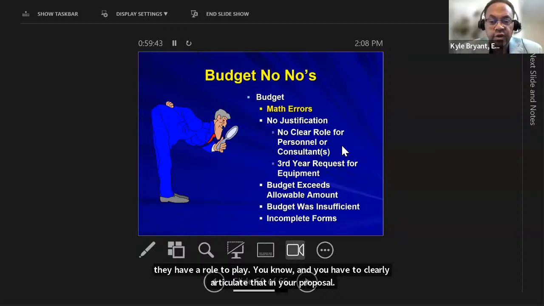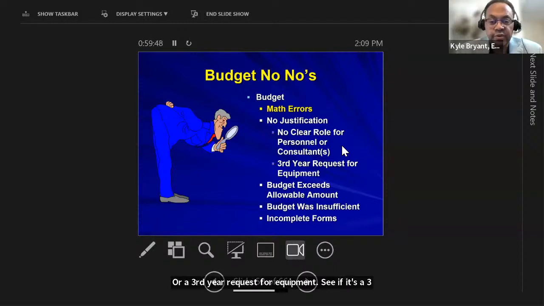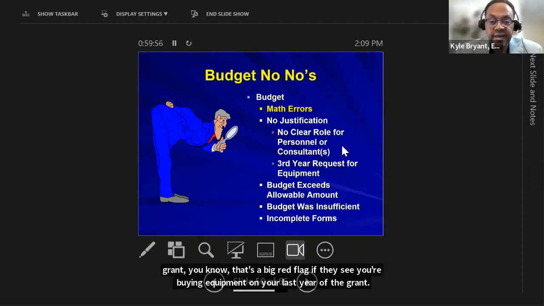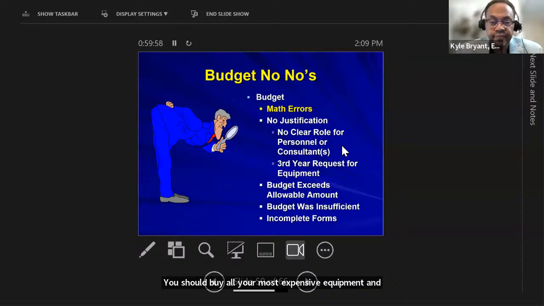Or a third year request for equipment. Say if it's a 3-year grant, that's a big red flag. If they see you're buying equipment in the last year of the grant... you should buy all your most expensive equipment and supplies in your first year of funding, if it's a multi-year grant.